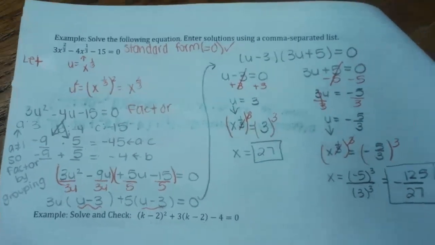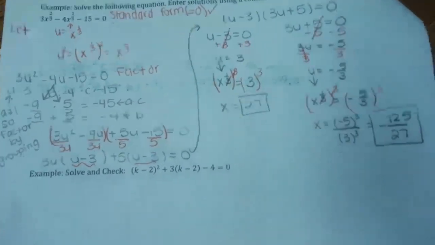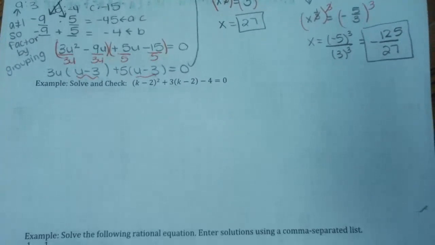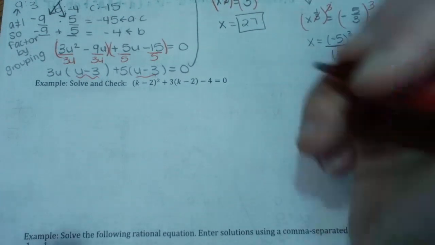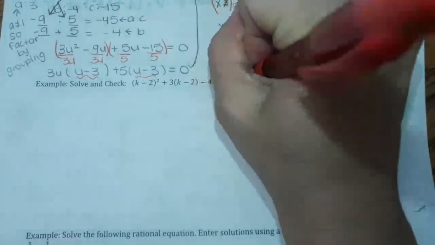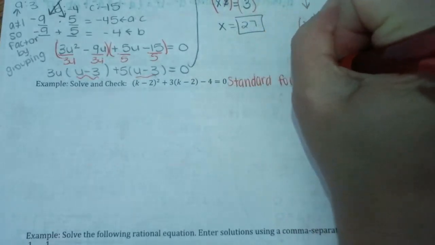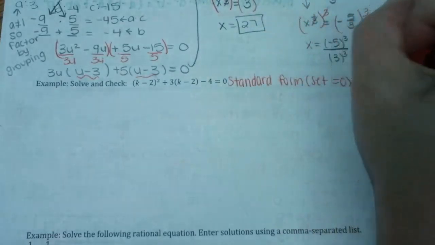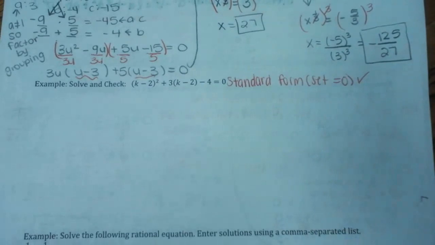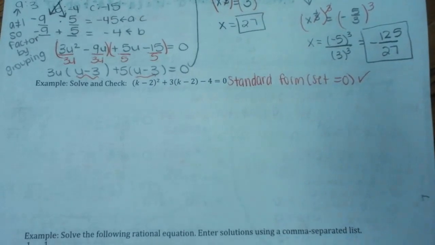All right, so let's do the next one. Solve and check. k minus 2 squared plus 3 times k minus 2 minus 4 equals 0. Thankfully, this is in standard form. It's set equal to 0. So let's go ahead and plug u in. So we're going to let u equal this middle variable, so k minus 2.